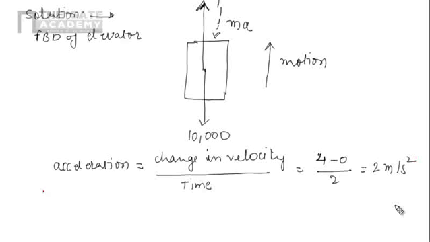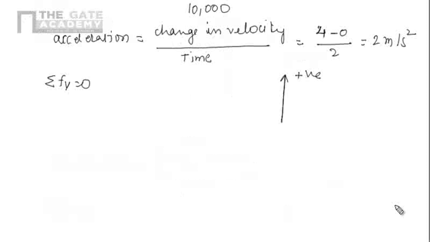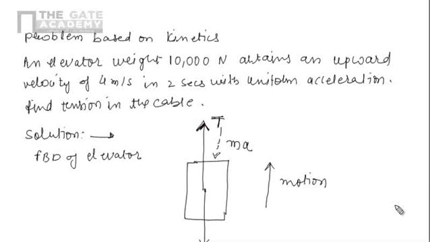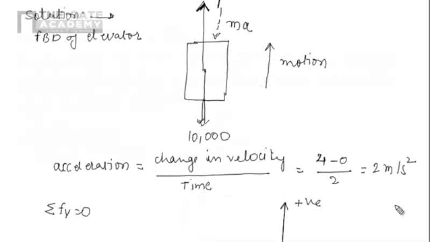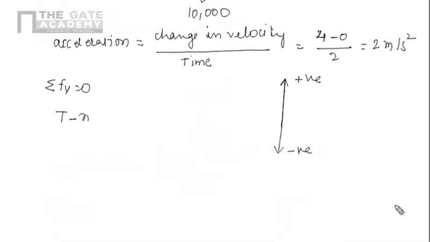Now we can apply the conditions of equilibrium, that is algebraic summation of all vertical forces should be 0. According to our sign convention, let's take vertically upward as positive, vertically downward as negative. So if you see the T, it is in upward direction, so positive. MA is in downward, so negative. This 10,000, that is the weight, is in downward, again negative. So T minus MA minus 10,000 equals 0.